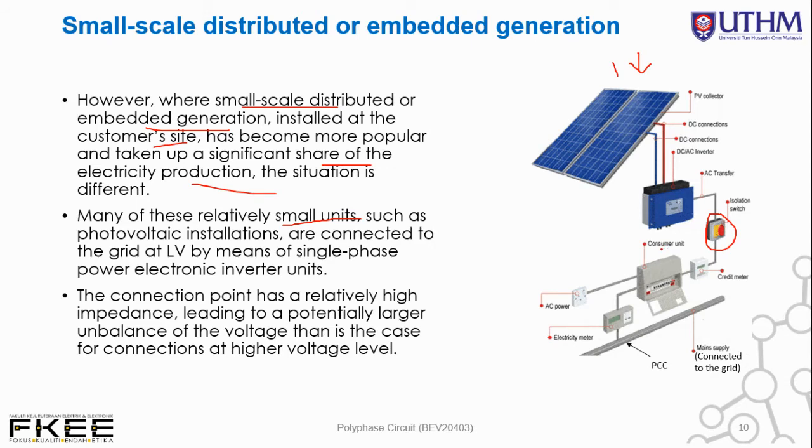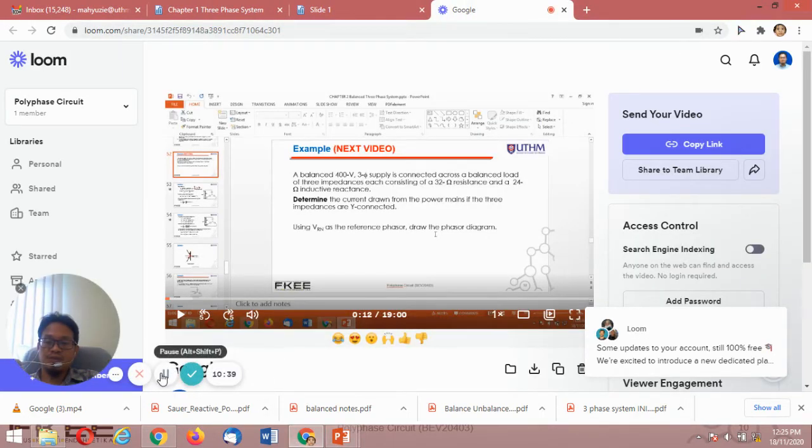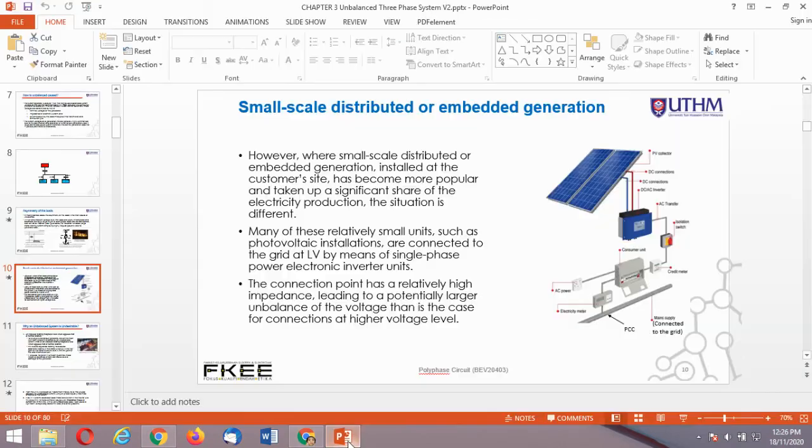So we have the consumer unit, the AC power, and this is where you utilize the energy at your house, for example. So again, the electricity. Sorry about that. Let us continue.